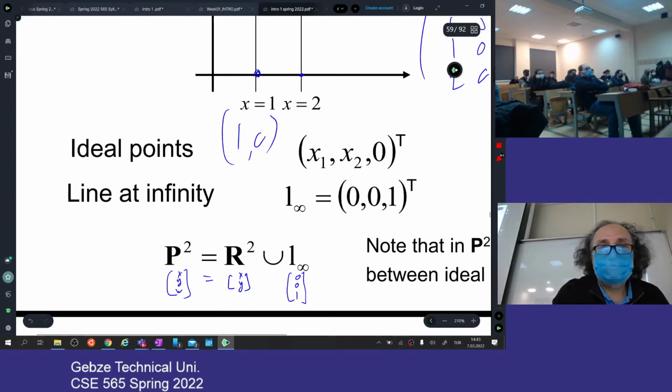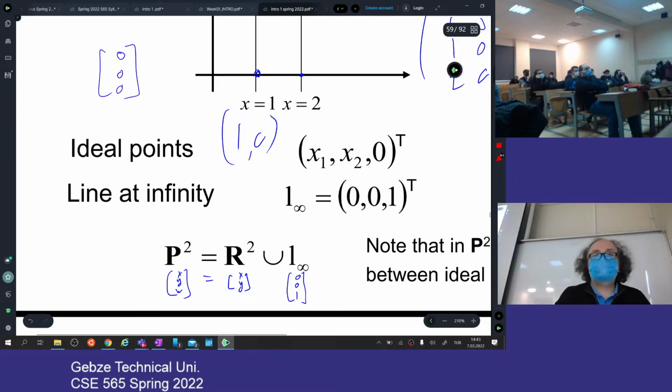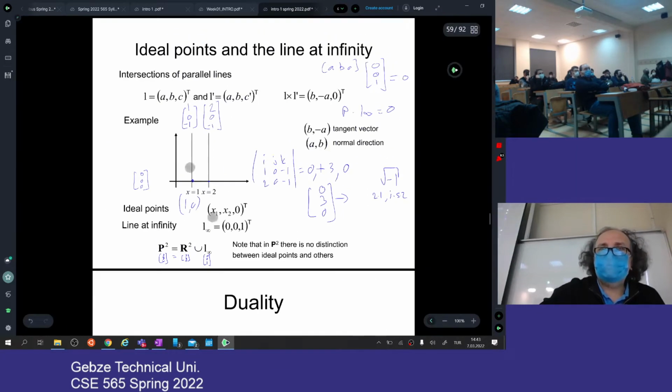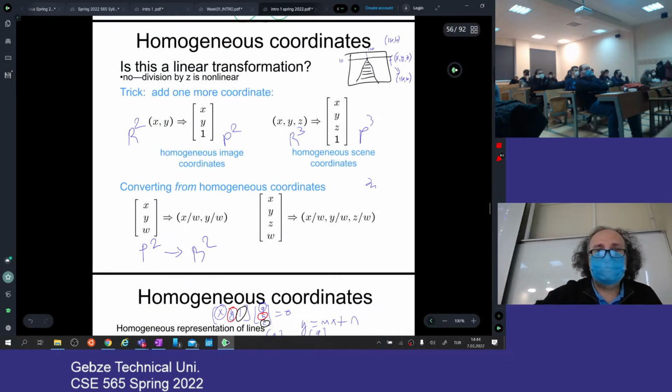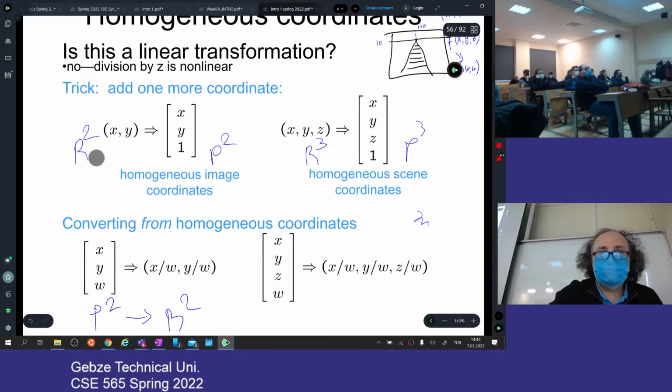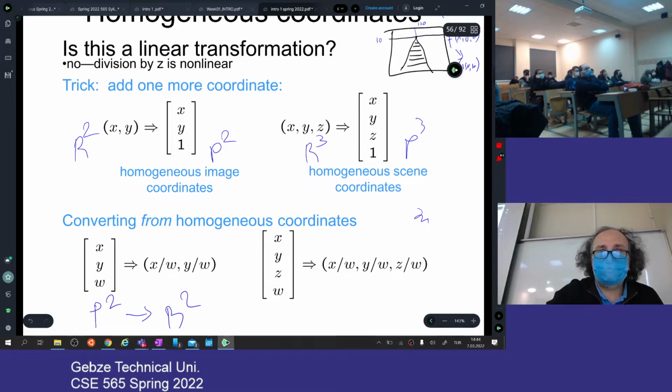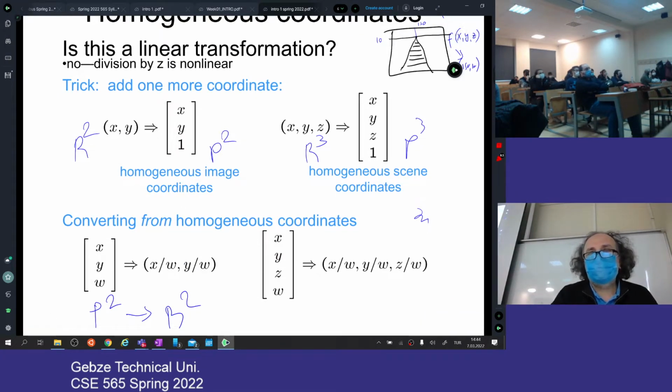This homogeneous vector, okay, this is not in homogeneous coordinates because this doesn't mean anything, okay? What is the difference between homogeneous coordinates and non-homogeneous coordinates? The two-dimensional points that they teach you in high school, they are all non-homogeneous, okay? This is homogeneous, these are non-homogeneous.